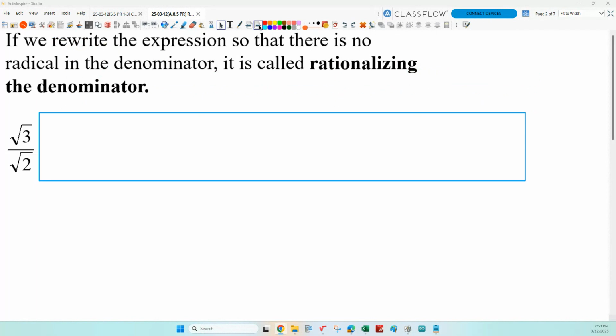Well, in one sense, there's nothing wrong with that. I can't simplify the top or the bottom, and so sometimes we just leave fractions like that, but most of the time we don't. Most of the time, we don't like to have irrational numbers in the denominator.